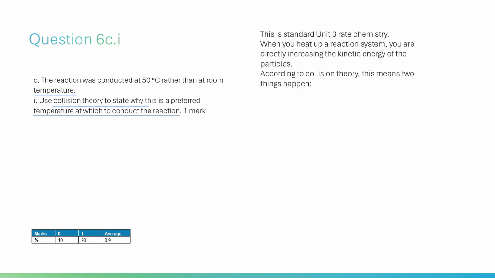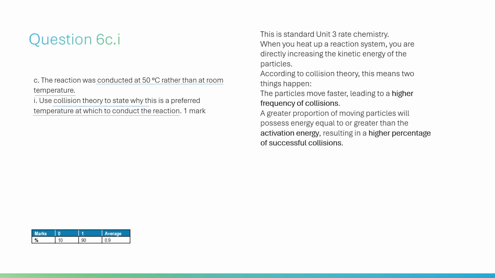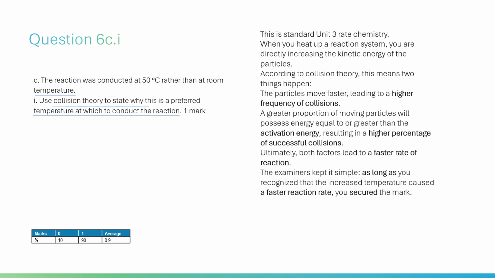When you heat up a reaction system, you are directly increasing the kinetic energy of the particles. According to collision theory, this means two things happen. The particles move faster, leading to a higher frequency of collisions. A greater proportion of moving particles will possess energy equal to or greater than the activation energy, resulting in a higher percentage of successful collisions. Ultimately, both factors lead to a faster rate of reaction.